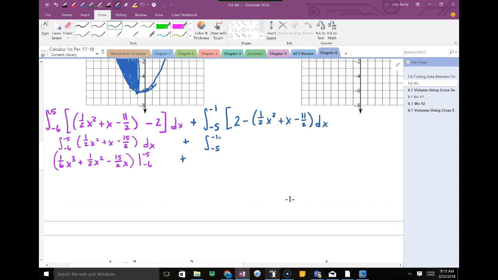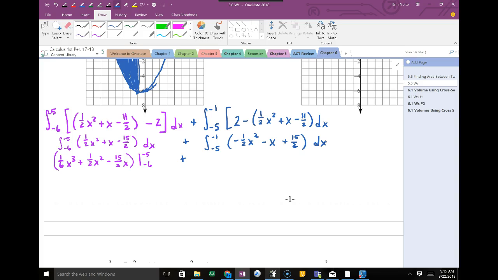Okay, so we're going to distribute that negative through, so how many x squares am I going to have? -1/2. How many x's am I going to have? -1. Okay, and my constant is going to be 2 minus negative, which is the same as plus, 2 plus 11 halves, 15 halves. Do you guys see what happens between that purple equation and the blue equation when we switched it? They're exact opposites.